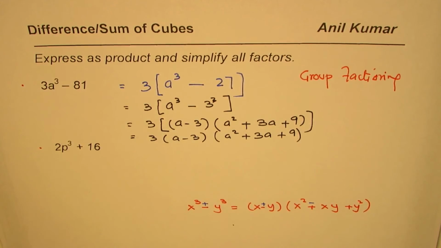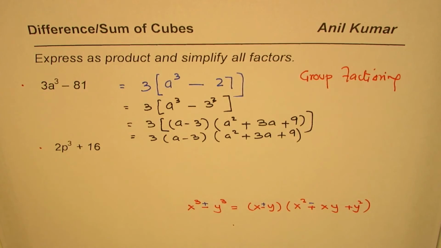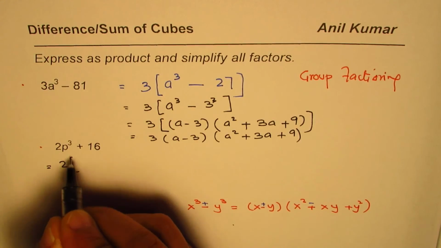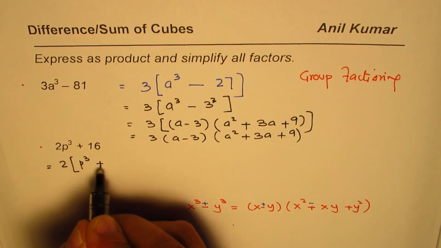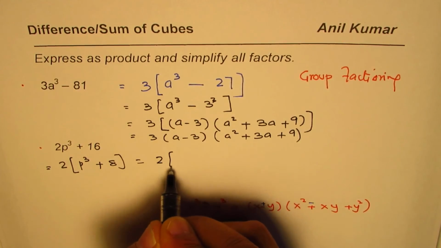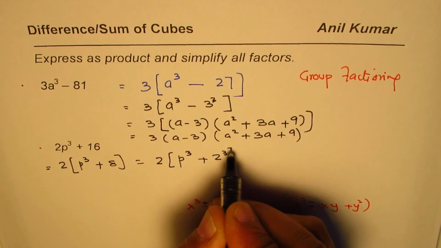Now here also you'll observe that group factoring is involved. So that's the reason why I've taken two very similar questions with one simple change, negative or positive. That means now we're talking about sum of cubes, right? So let me rewrite this as 2 times, so we get p cube plus 8, right? And as you know, 8 is 2 cube, right? So we could write this as p cube plus 2 cube, right?